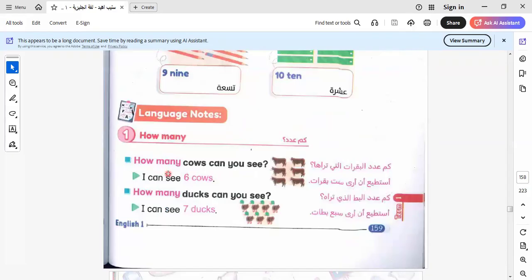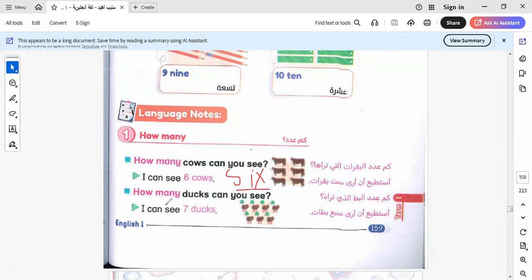When we have a question about numbers, what can we say? We say how many. So here it will be: how many cows can you see? I can see 6 cows. Let's count it together: 1, 2, 3, 4, 5, 6. So here it will be 6. I can write 6 as it is, and I can also write it like this. Because we are in English language, we write numbers in letters, not only in numbers. So we can write numbers in letters like this.